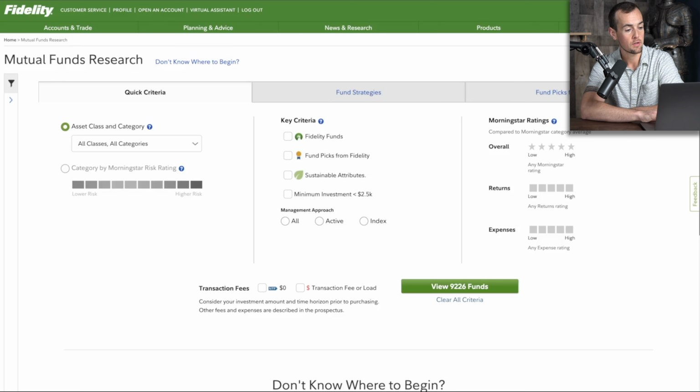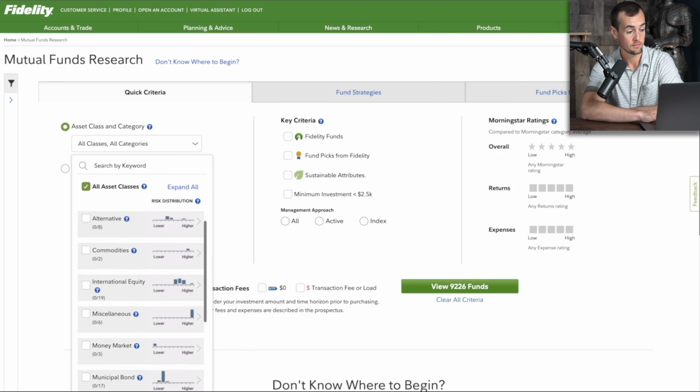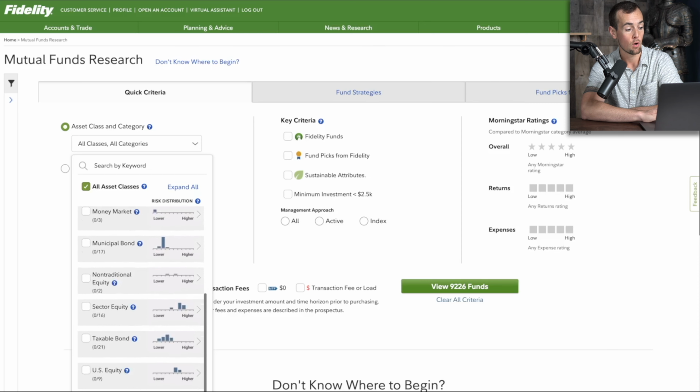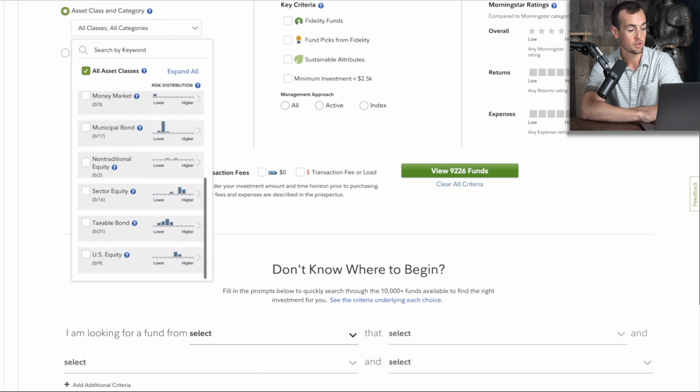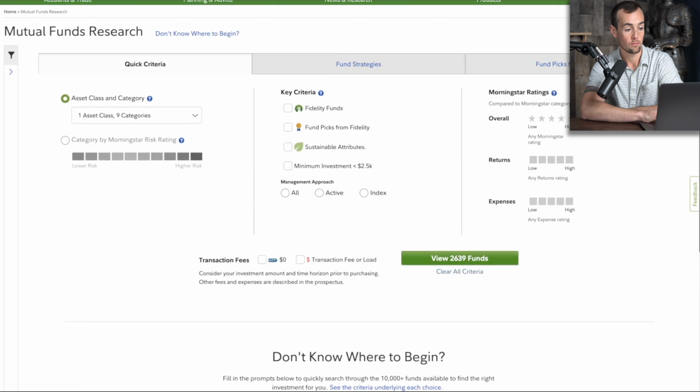So this drop down here allows you to choose the asset class if you're looking for alternatives, commodities, international equity, etc., money market, bonds, all sorts of different options. So we're just going to select US equity for now in this particular case. And then you can also choose whether you're looking for Fidelity funds. So let's say you're just looking for Fidelity funds only, as those are going to be some of the best options as a Fidelity investor.